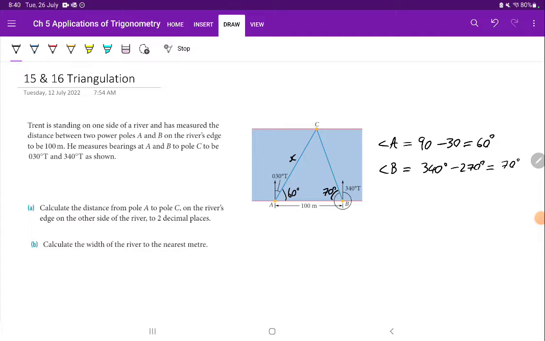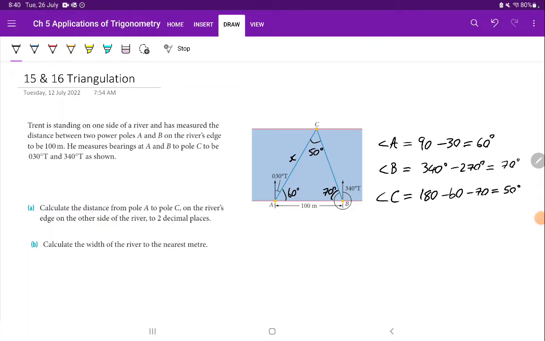So we don't want any of these reflex angles or obtuse angles. We just want these smaller angles that are actually inside the triangle. Okay, so now that we've got these two, we can actually also work out angle C. Angle C is going to be equal to 180 minus 60 minus 70, which is 50 degrees. There we go. And we can double check that all of this makes sense, because if you add 50 plus 60 plus 70, you get 180.